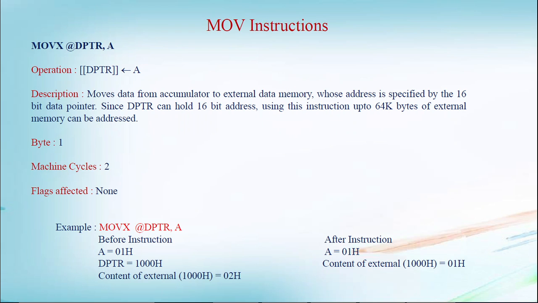Then MOVX @DPTR comma A, which means move the data from the accumulator to external data memory whose address is specified by the 16-bit data pointer. It requires 1 byte and 2 machine cycles. MOVX @DPTR comma A. It means whatever content is in A will move into the content of external address 1000h. So after the instruction gets executed, the content of external memory address 1000h will become 01h.